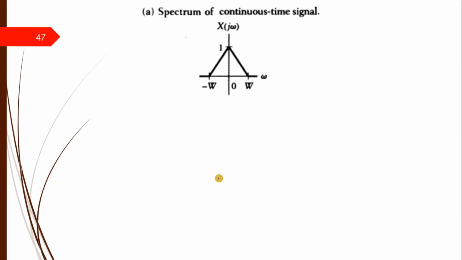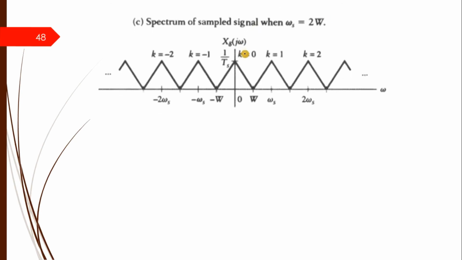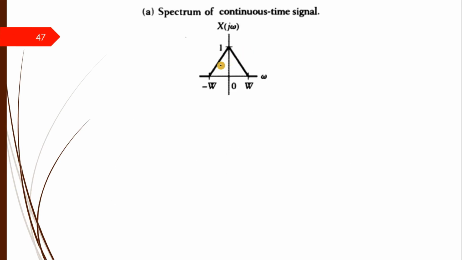Okay, so this is about the sampling process. Now, graphically we shall understand. In general, we write the spectrum, we call it the spectrum of a continuous time signal. Normally, the spectrum of a continuous time signal will look like this one. So this is a frequency component varying from minus W to plus W.